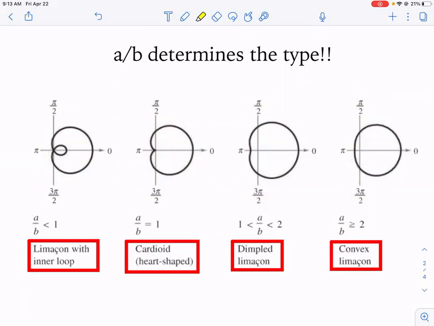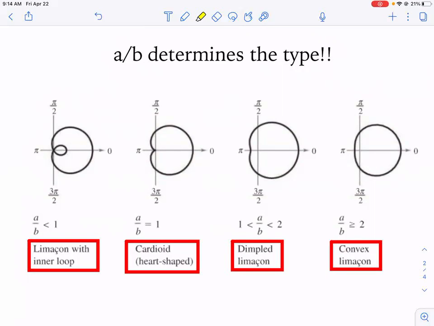They're really fun. If A equals B, then we create this guy. It's called a cardioid because what does it look like? It kind of looks like a heart if this was a little bit more pointed, right? It does kind of look like a bean. Okay. Cardioid, where we have the corner at the pole.